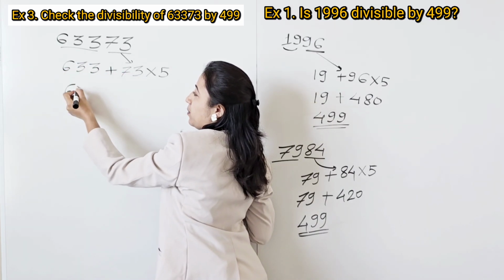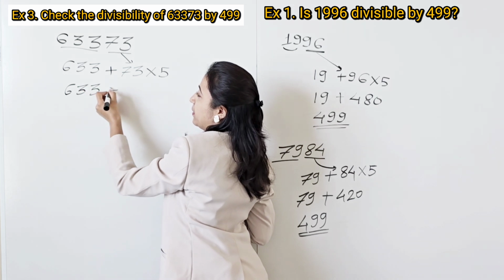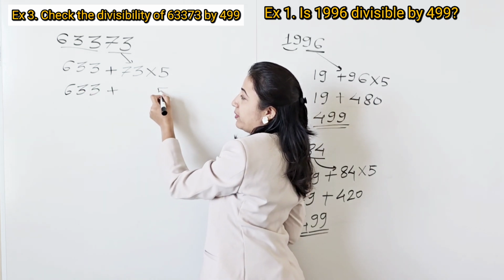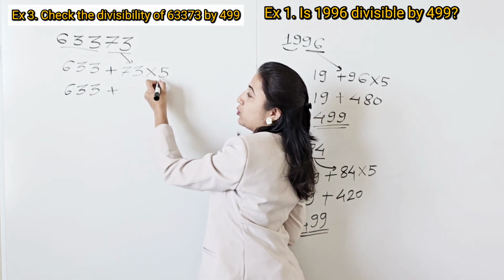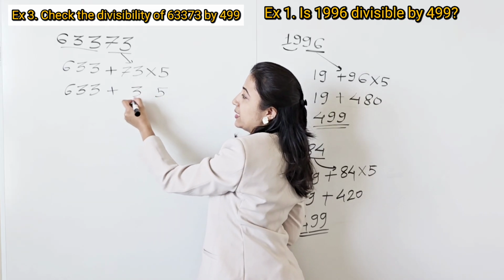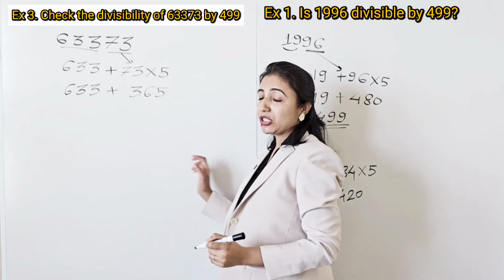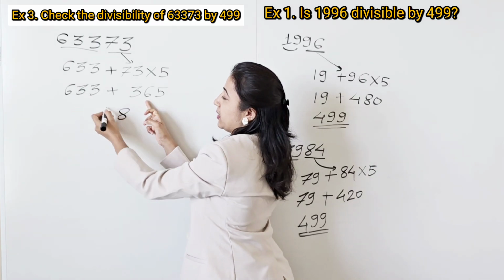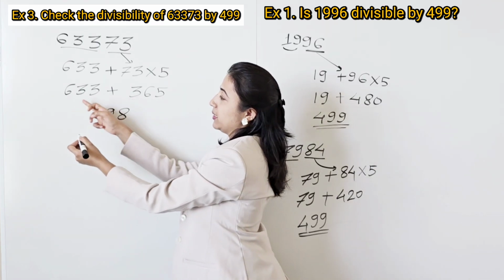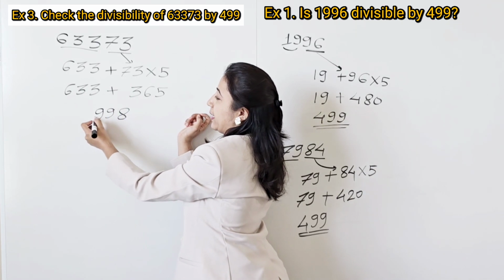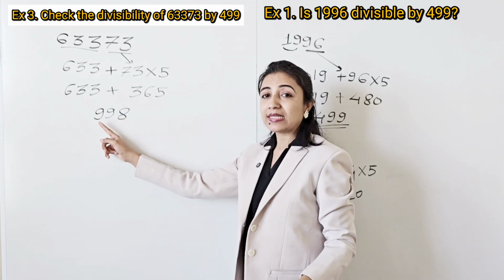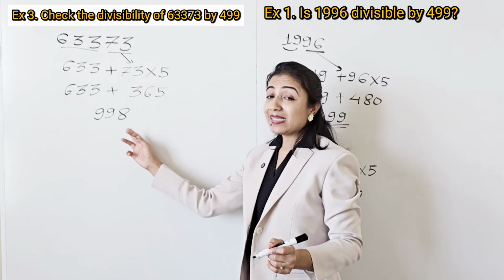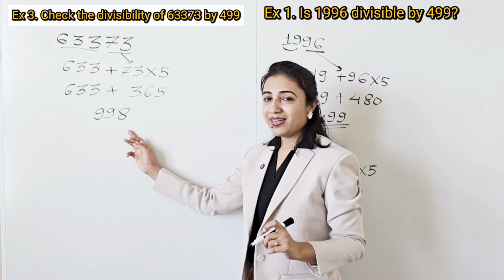Now take the product of 73 multiplied by 5. 5 into 3 is 15, carry 1. 7 into 5 is 35, 35 plus 1 is 36. Take the addition: 5 plus 3 is 8, 6 plus 3 is 9, and 3 plus 6 is again 9. Now the answer is 998. Is it divisible by 499?